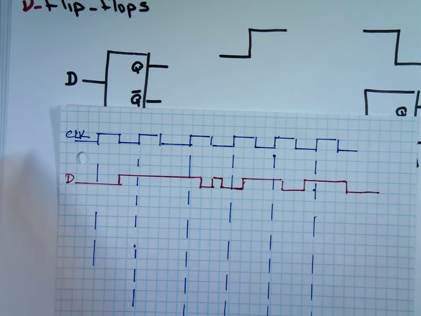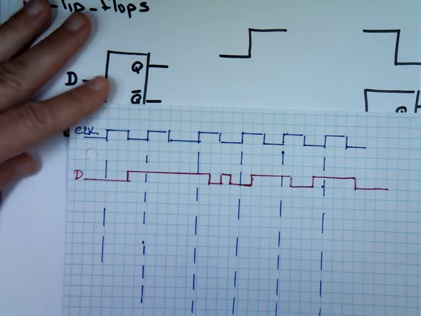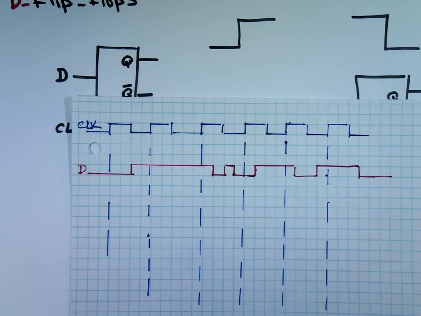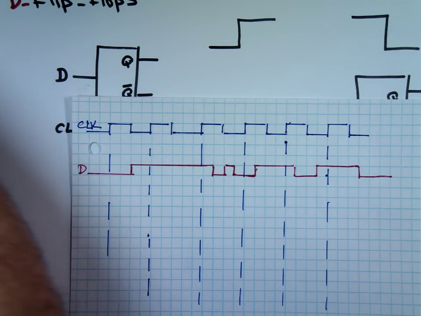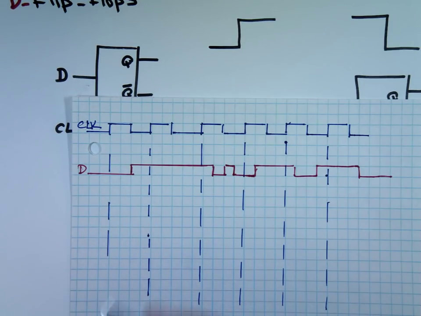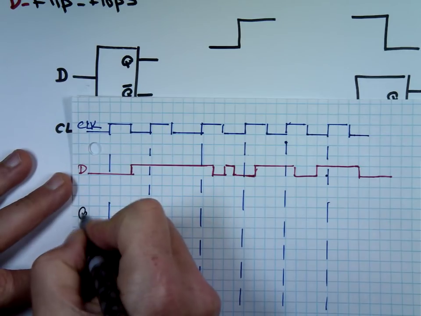Let's say this is my data. I made sure intentionally it's up and down, not exactly the same time. So what is the next state going to be? What's Q going to be? The output.